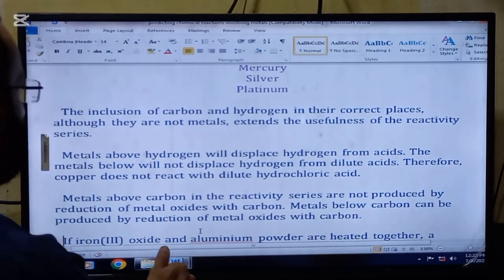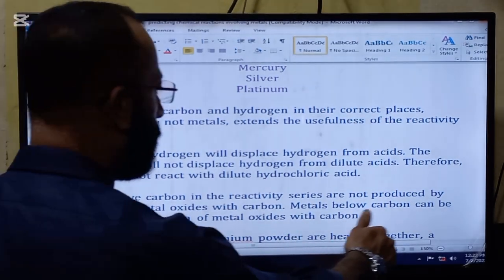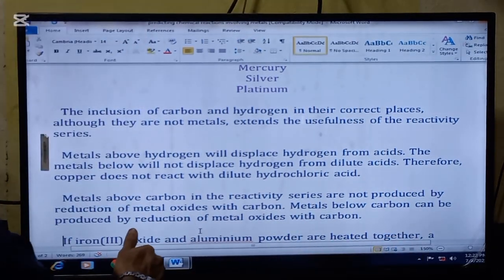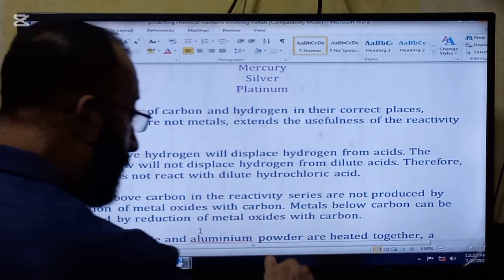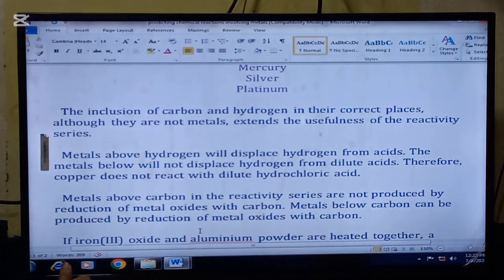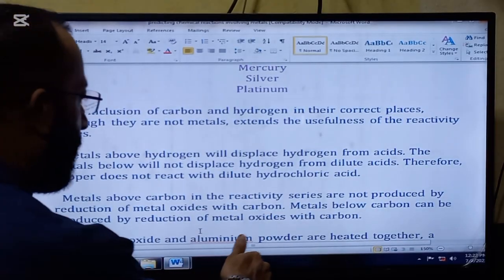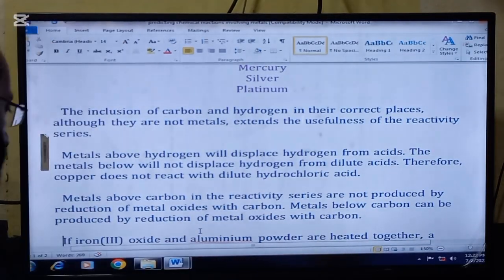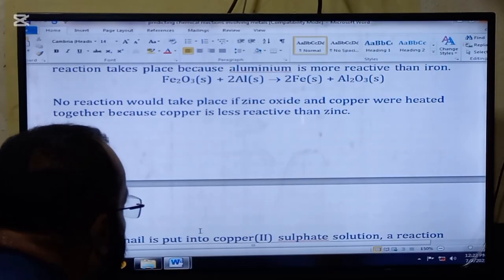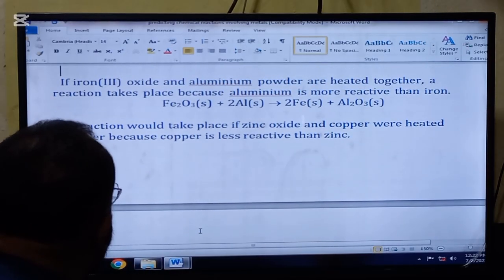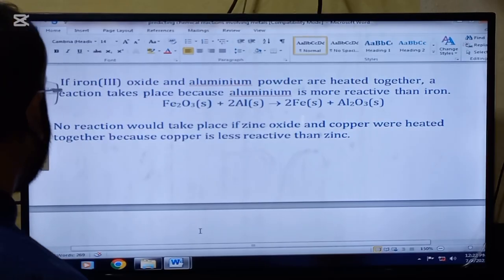Metals above carbon in the reactivity series are not produced by reduction of the metal oxide with carbon. Metals below carbon can be produced by reduction of the metal oxides with carbon. So now some examples are here that will make your concepts more clear.